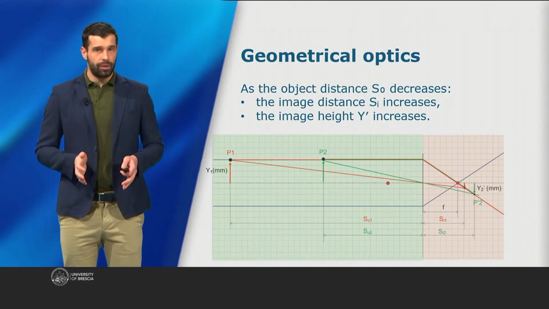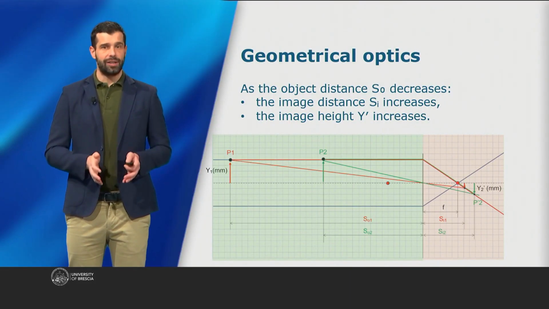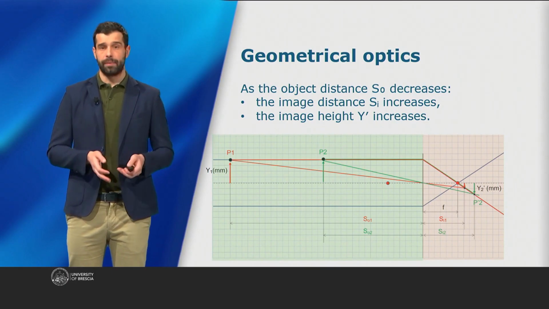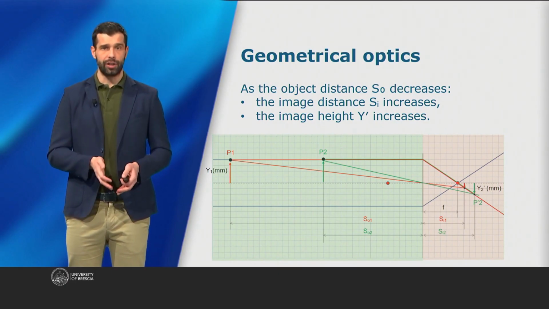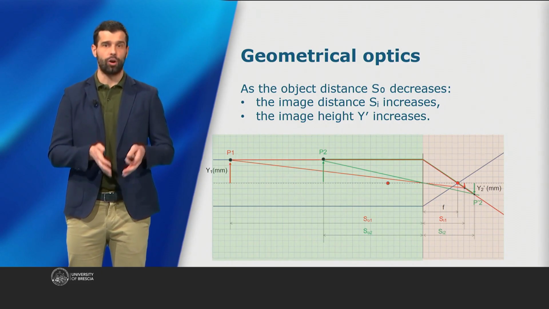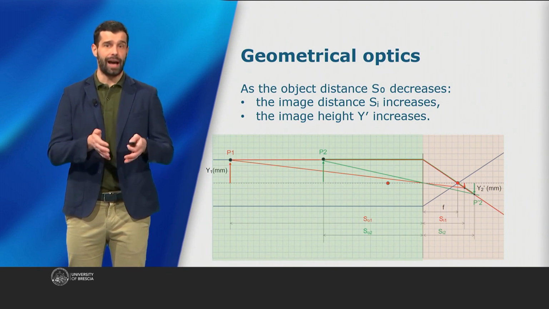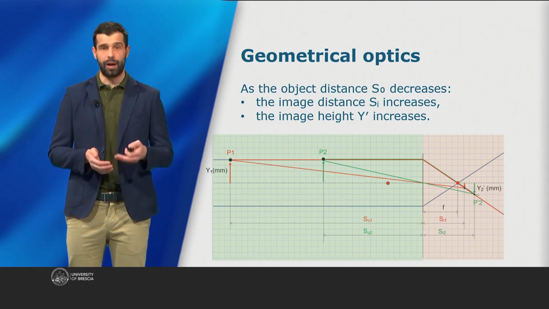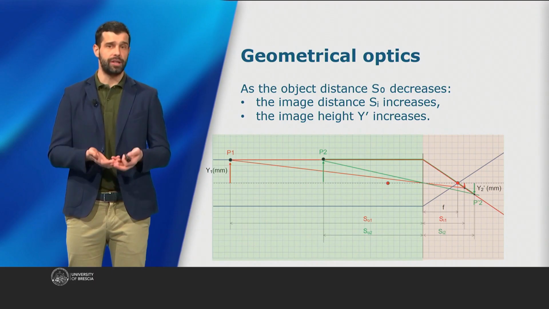Let's move point P1 again and see what happens now. The point, now called P2, is at a distance from the lens equal to SO2 and at a height from the optical axis still equal to Y1. The light rays starting from P2 reach the lens and are deflected by it, crossing at a point in the image plane called P2'. P2' is at a distance from the lens equal to SI2, which is greater than SI1.